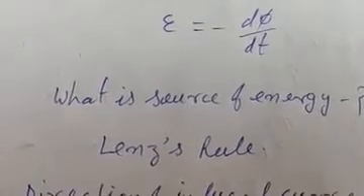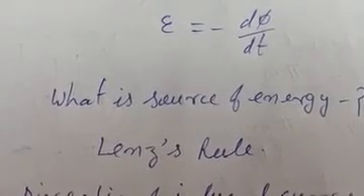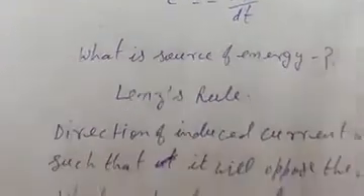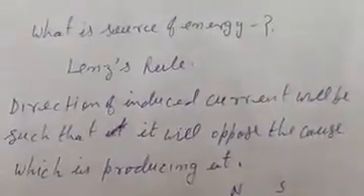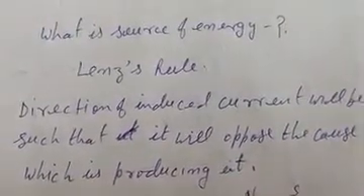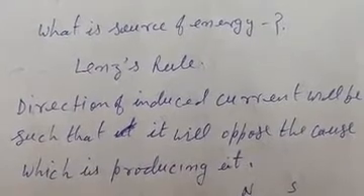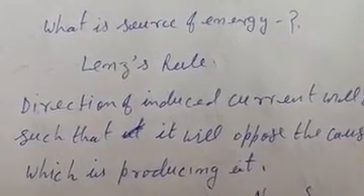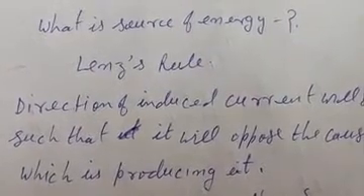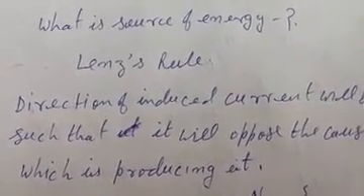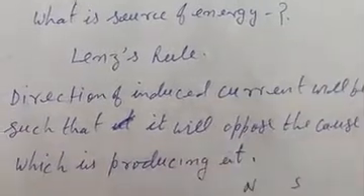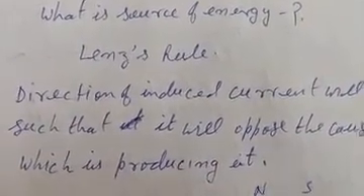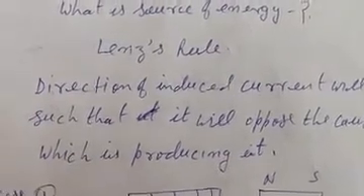Lenz's rule can be explained or written in many ways, but the simplest form is: the direction of induced current will be such that it will oppose the cause which is producing it. Lenz's law gives the direction of induced current. It will be such that it will oppose the cause which is producing it. What is producing that? That will decide the direction. It will oppose that cause. So that will be the direction of the current.